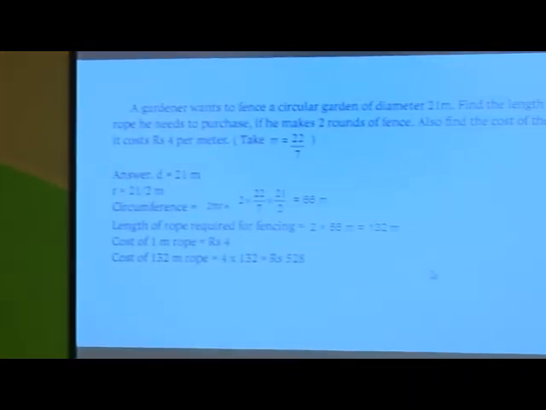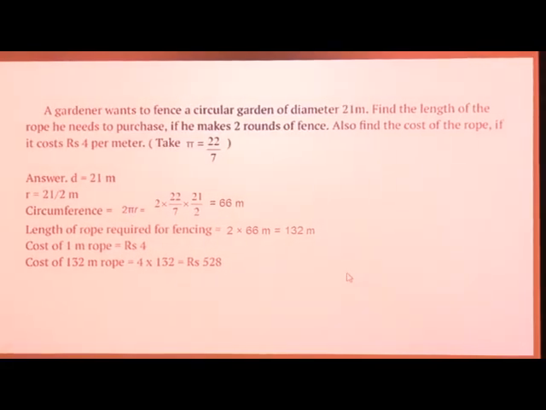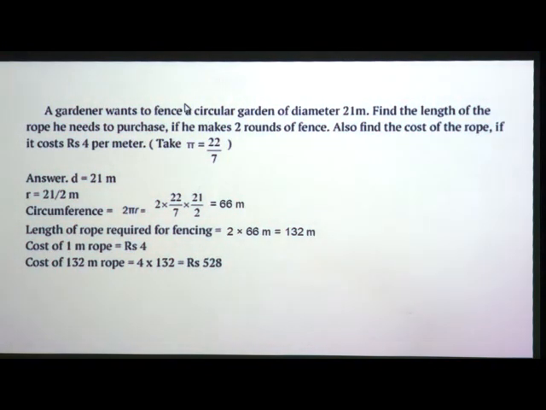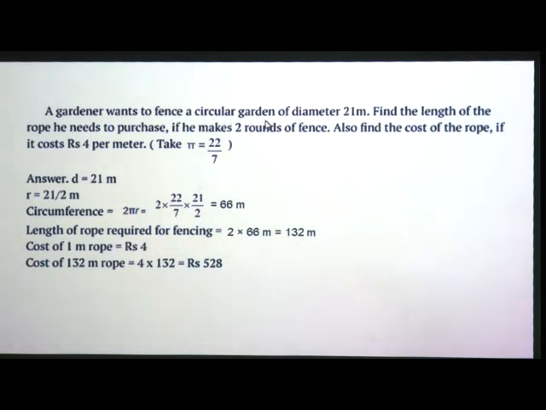So, today we will go with one word problem. A gardener wants to fence a circular garden of diameter 21 meter. Now, you know the word fence, because we had seen this word fencing for a rectangular field in the previous session. Now a gardener wants to fence a circular garden. Circular garden means you might be thinking we have to find the circumference. Yes, you are right.